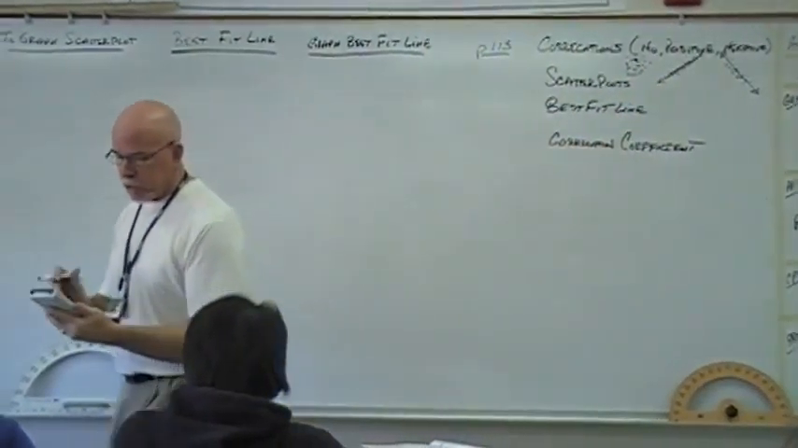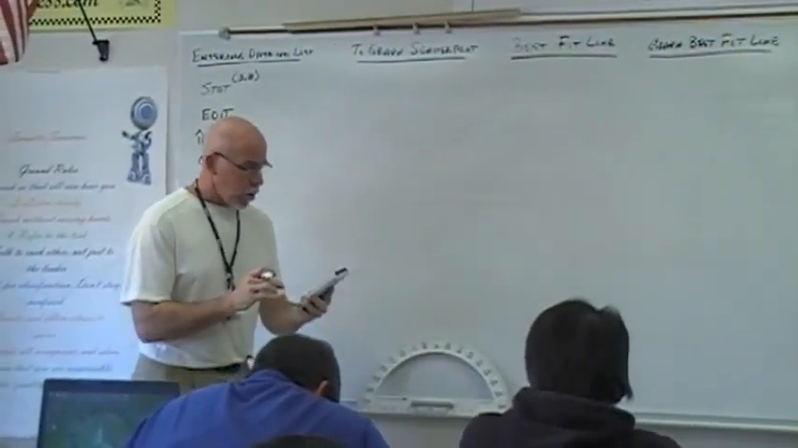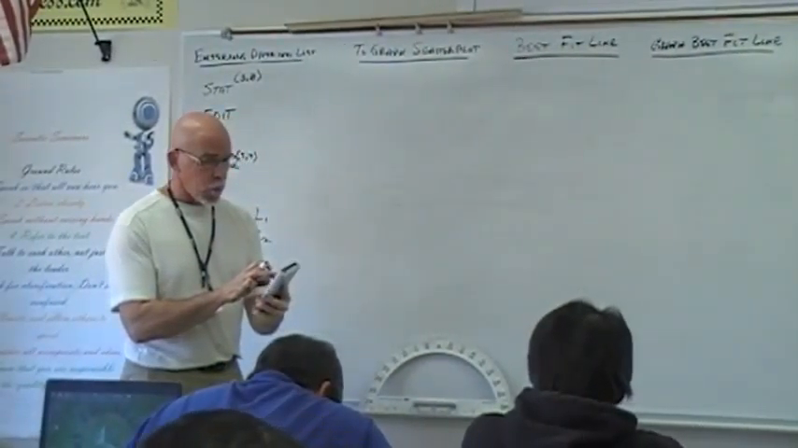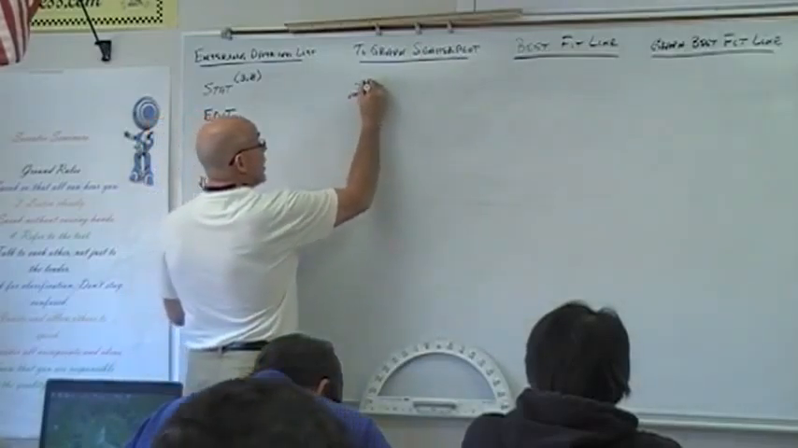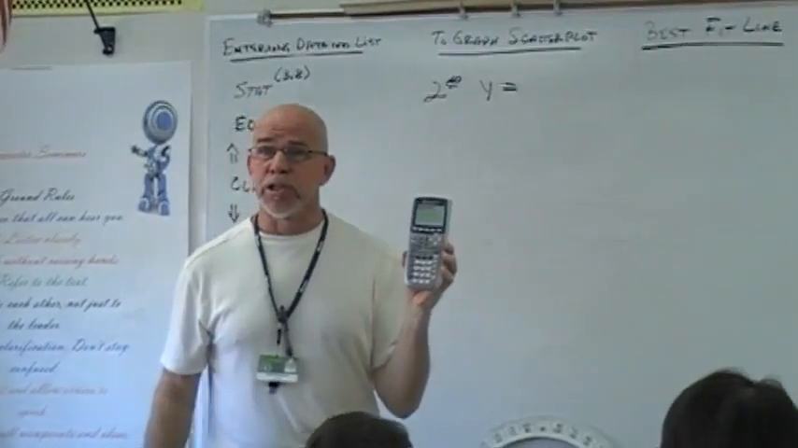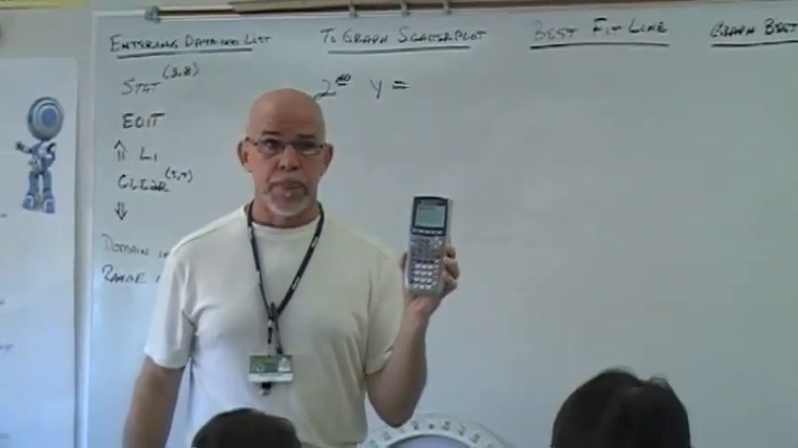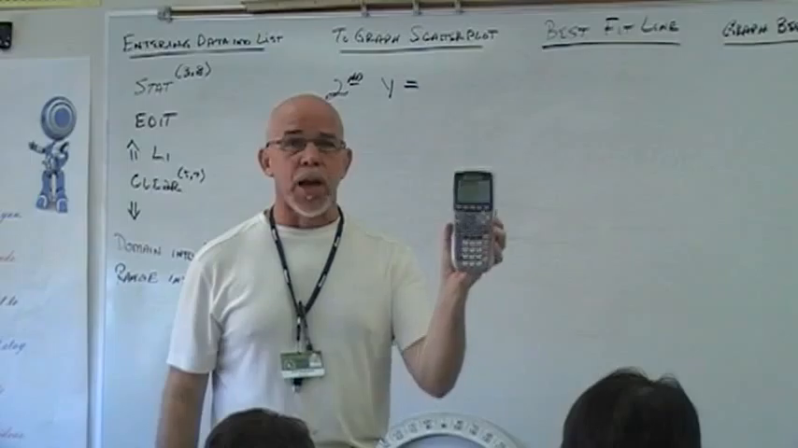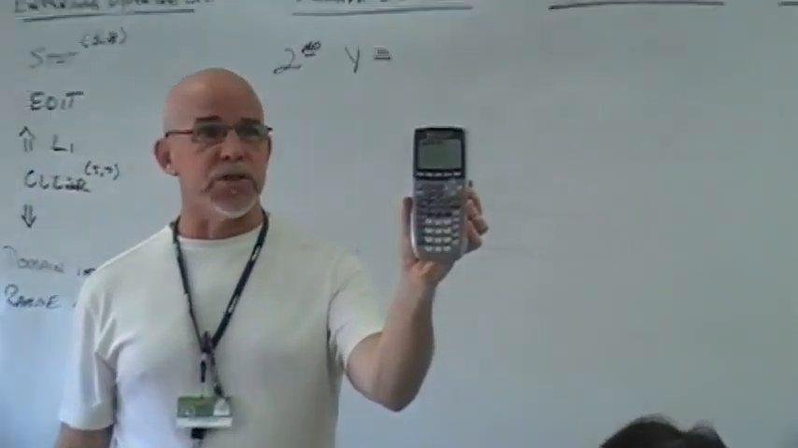So to do the scatter plot, what we want to do is go second, Y equals. Second key is the blue key, and the Y equals again is still in the 110 position, just like with algebraic arithmetic last week. Okay? So when you see that, you see Plot 1, Plot 2, Plot 3.